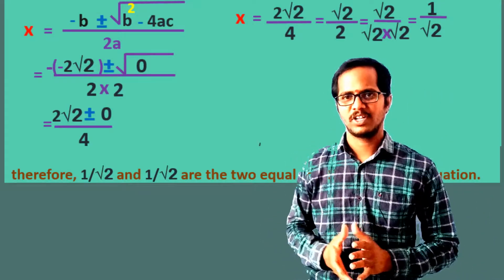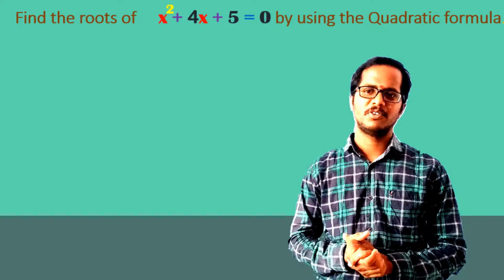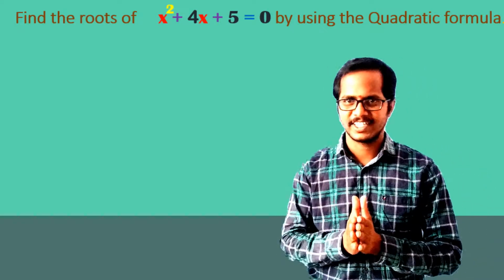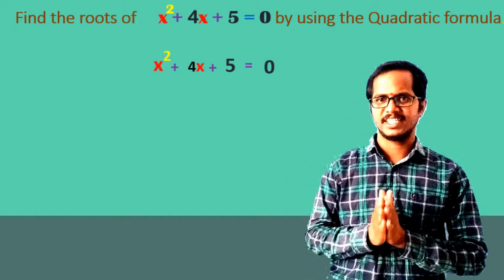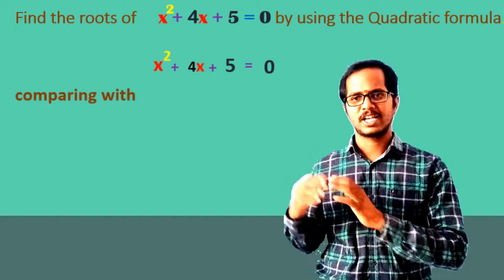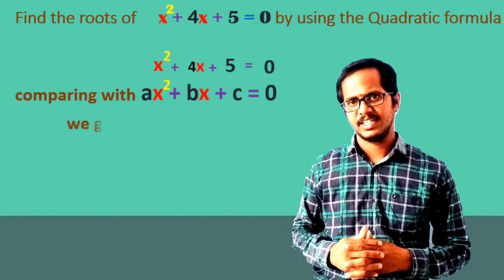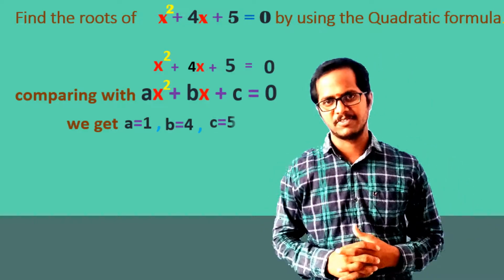Now let us see one more example. Let us find the roots of the quadratic equation x square plus 4x plus 5 equals 0. So first what we have to do is compare the given quadratic equation with the general form of quadratic equation ax square plus bx plus c equals 0. So by comparing, what are the values that we get as a, b, c? a equals 1, b equals 4, c equals 5.